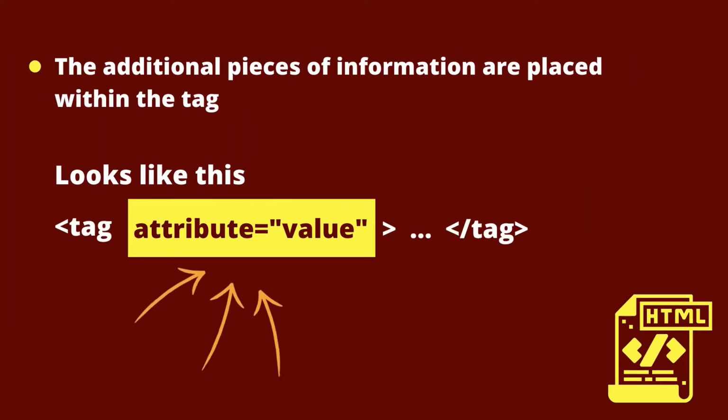Now that you know what tags are, let's take a look at attributes. Attributes are additional pieces of information. Attributes usually take the form of an opening tag or a singular tag. Here, the additional information is placed within the tag.